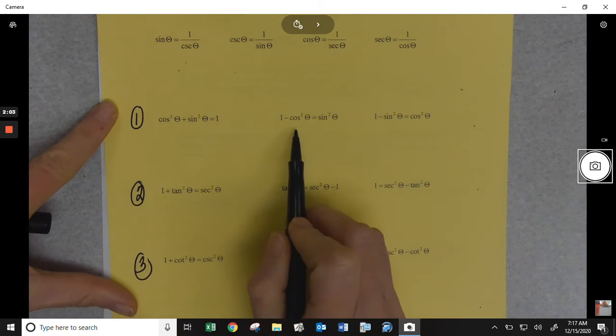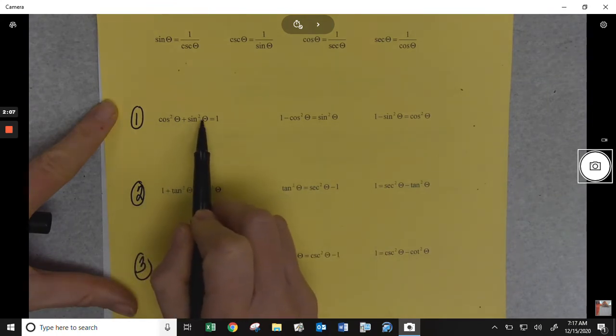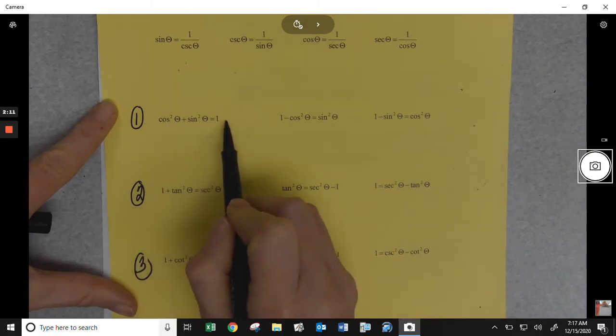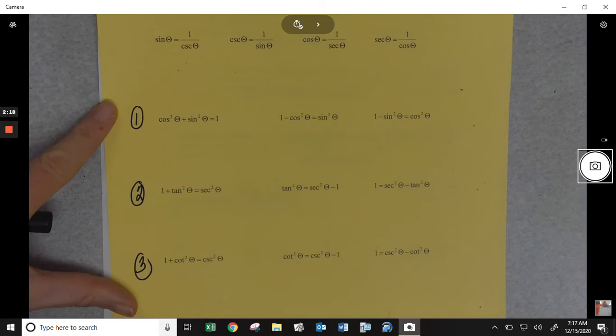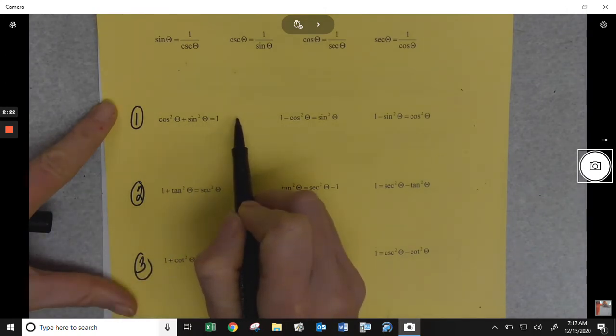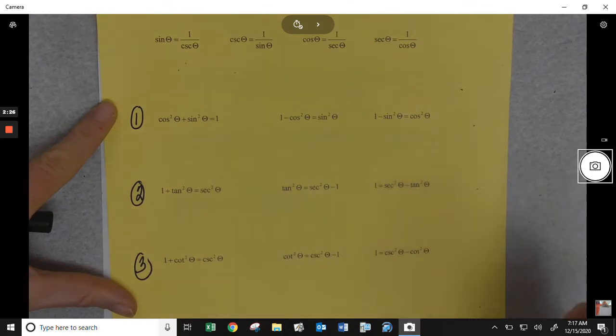And then if you look over here, this is cosine squared theta plus sine squared theta equals 1. All they did was move the cosine to the other side by subtracting it. So 1 minus cosine squared is the same as sine squared. Same thing, if you move this sine to the other side, it would become negative. So we would have 1 minus sine squared theta equals cosine squared.